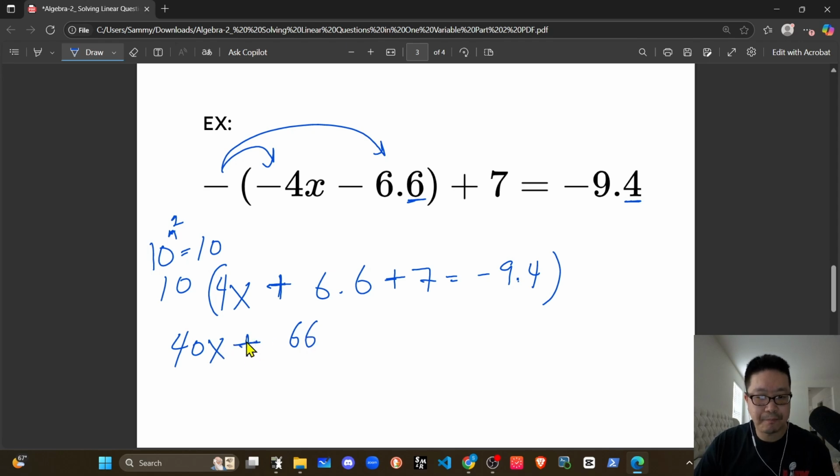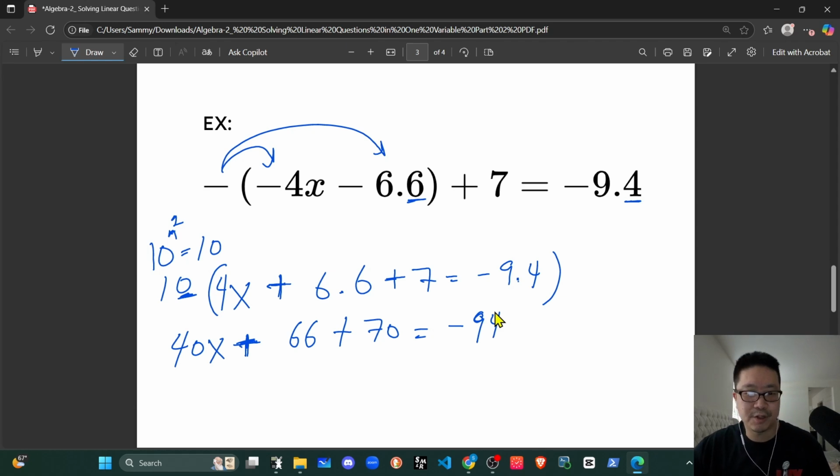Anytime you multiply a number with decimals by 10 or 100 or whatever, you can simply move the decimal to the right by the number of zeros that you're multiplying the number with. So if you were multiplying by 100, you would move the decimal place twice to the right. But here we're multiplying by 10, so you would move the decimal place one time to your right, which would give us 66. 10 times 7 is 70. And then 10 times negative 9.4 is going to be negative 94. Right? All you have to do is move the decimal place to the right.